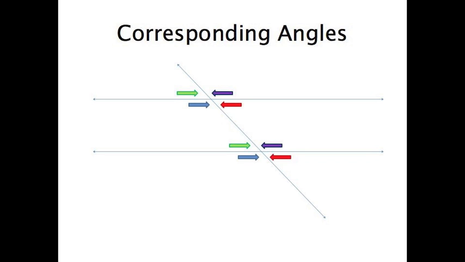Another pair of congruent angles are corresponding angles. We can see that the transversal forms 2 sets of angles. Angles are corresponding if they are on the same side of the transversal and are on the same side of their respective parallel.